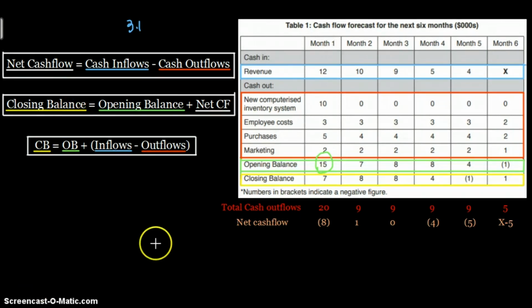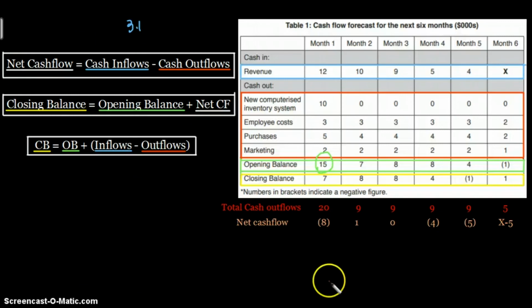I'll just write that over here as well, that closing balance is what? Closing balance of month 6 is equal to x minus 6. How did we get minus 6? Well, x minus 5 was the net cash flow. Over here x minus 5, then the opening balance was minus 1. So x minus 5 minus 1 is x minus 6. But let's just erase that for now. I'll show you that later on when we do our calculations.